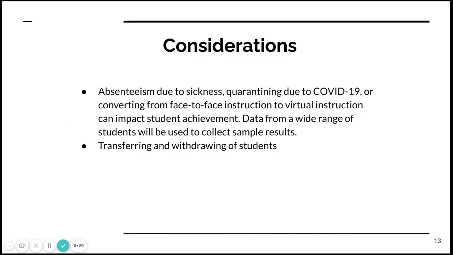So, considerations: absenteeism due to sickness, quarantining due to COVID 19, or converting from face to face instruction to virtual instruction can impact student achievement. Data from a wide range of students will be used to collect sample results. Also, transferring and withdrawing of students can affect the data as well.